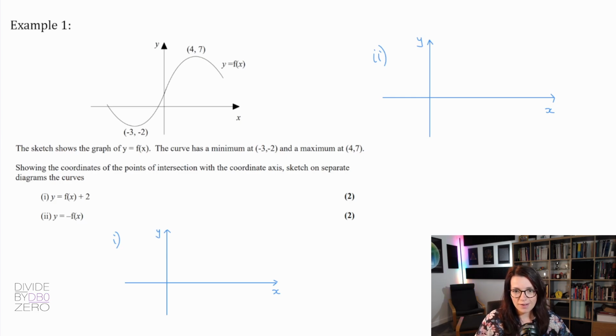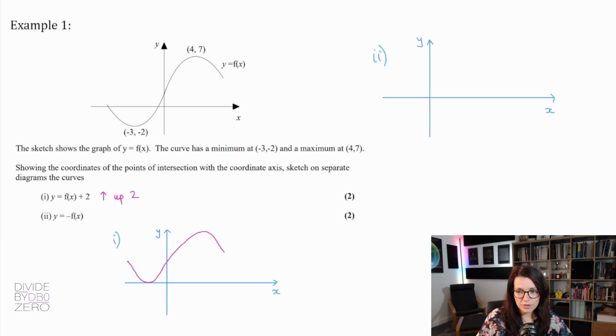If we start with part I, f of x plus 2, that's a movement up by 2. The number is on the outside of the bracket, so it's a vertical change and y changes. Looking at that curve, if we move everything up by 2, that's going to end up looking something like this now.